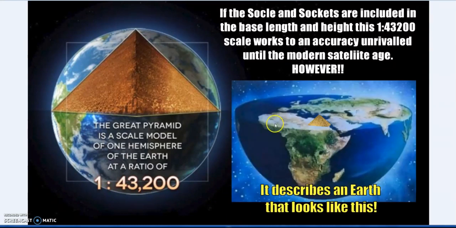However, and this is a big thing, this is what it's describing. It describes an Earth that looks like this. It has the equatorial circumference and the polar radius.